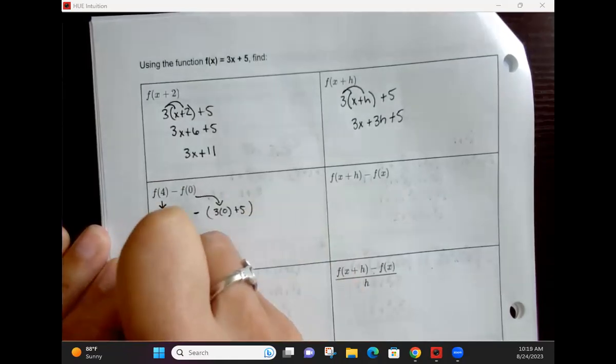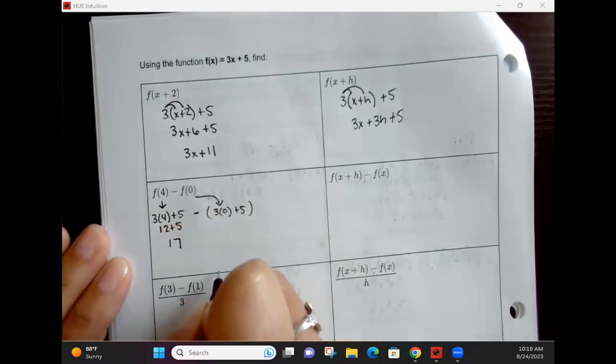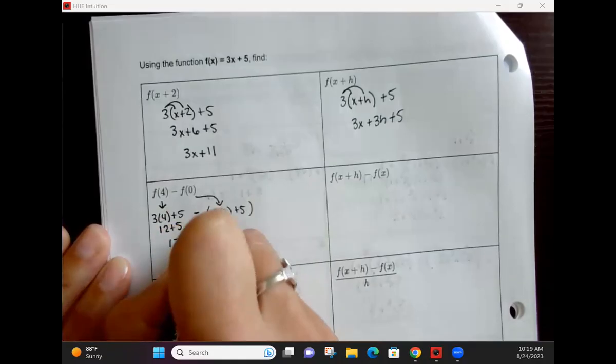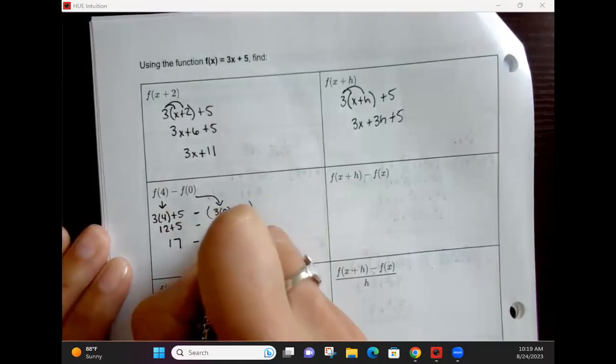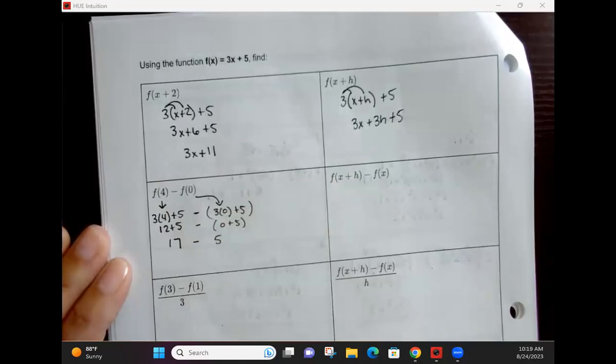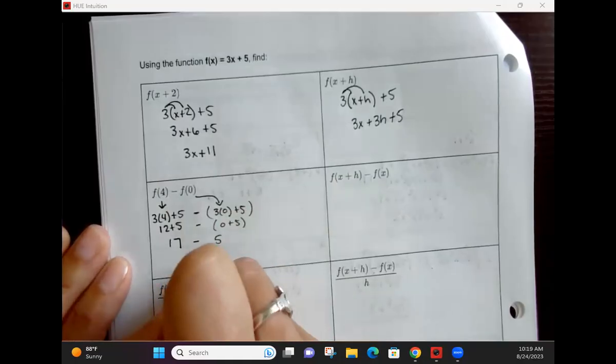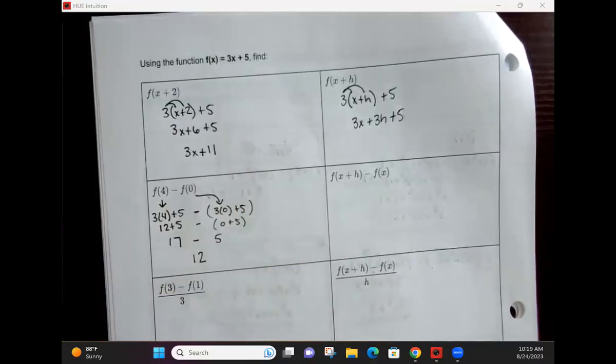So this would be 12 plus 5, which is 17. This is 0 plus 5, which is 5. So I have 17 minus 5, and we get 12. Reasonable? Stuff you guys can do? Use the stuff that we've done already?